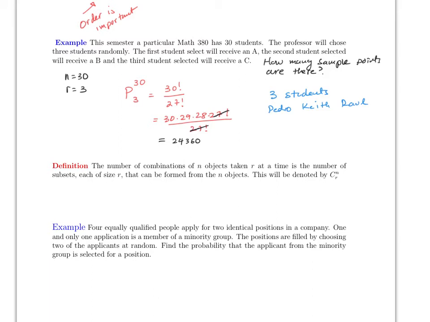So the definition says the following: the number of combinations of n objects taken r at a time is the number of subsets, each of size r, that can be formed from n objects. And this will be denoted by C(n, r), which is sometimes just called n choose r. And the notation, I believe the book uses this too. Okay? So the definition is n factorial over r factorial times n minus r factorial.